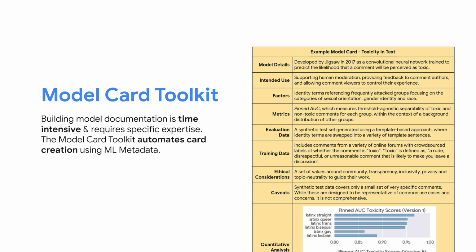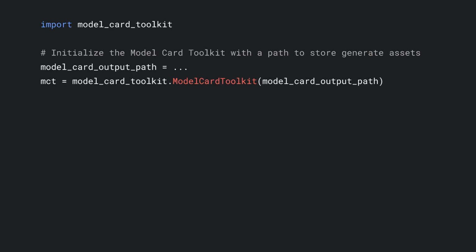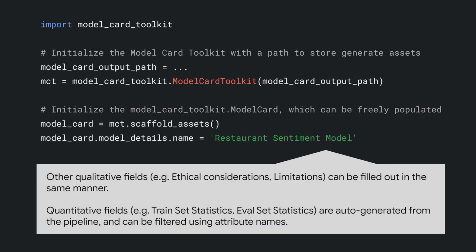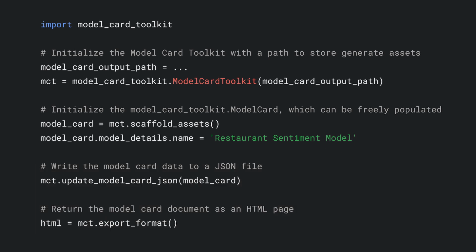We know that building model documentation is time-intensive and requires specific expertise to accurately represent both the qualitative and quantitative details of the model. So we built the Model Card Toolkit to help automate card creation using ML metadata generated during pipeline runs. To see this in practice, we initialize the Model Card Toolkit as such and filter quantitative statistics that are automatically generated from the run and manually enter qualitative model card fields. Then we update the model card JSON template and export the document as HTML.